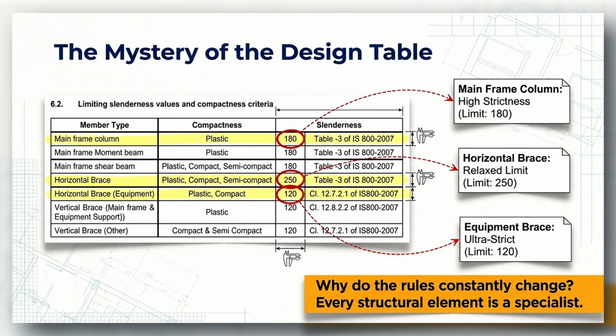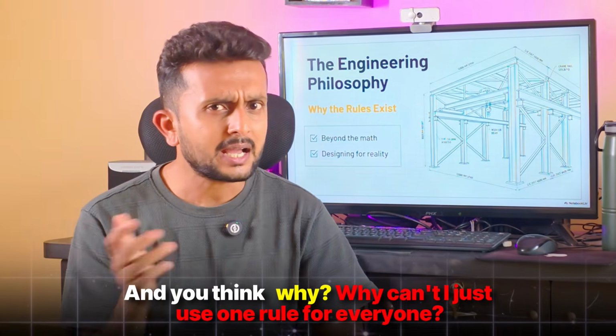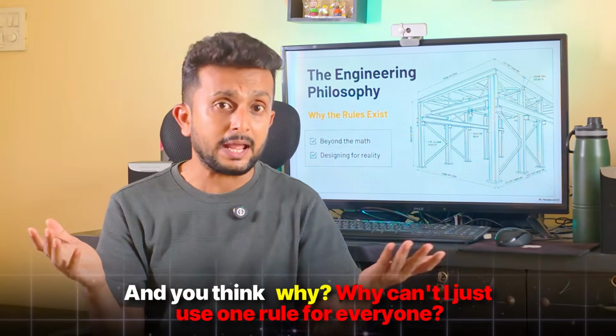Let's say for column, it's plastic, slenderness limit is 180, horizontal braces which has slenderness limit 250, and the equipment braces which has slenderness limit 120. And you think, why can't I just use one rule for everyone?